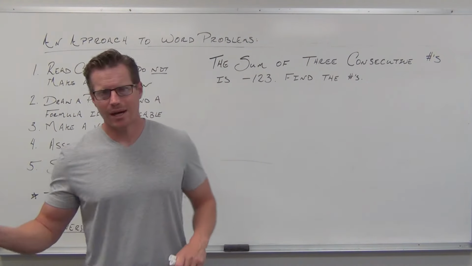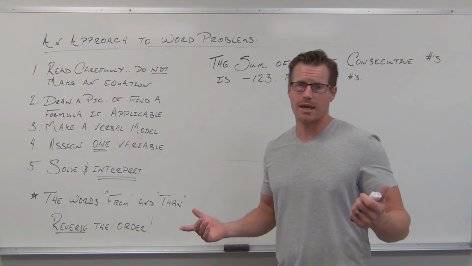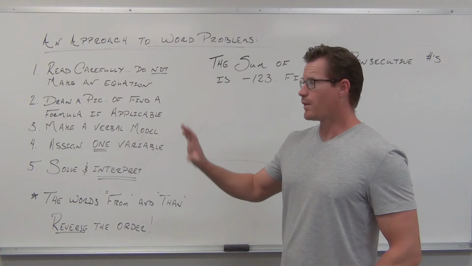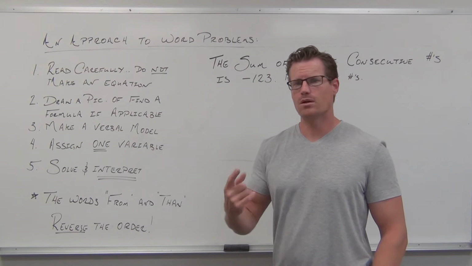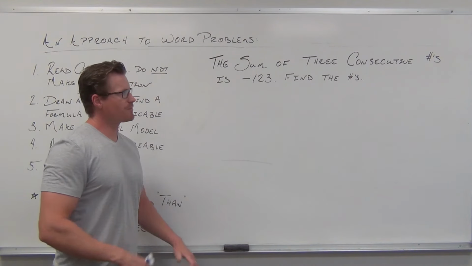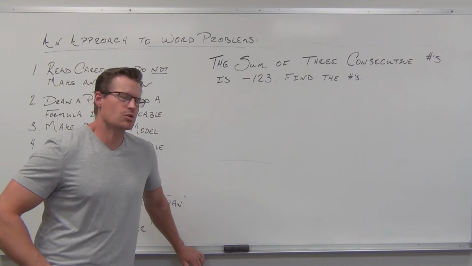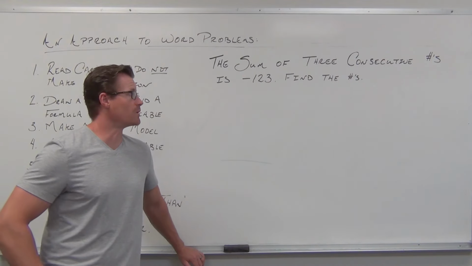So, what we got out of it: read a problem carefully for sure. Draw a picture if you can, or find a formula if you can. No matter what, though, make a verbal model. Assign one variable and then solve it. So, let's read this problem carefully. The sum of three consecutive numbers is negative 123. Find the numbers, or integers, if you will. That's what we're talking about here.